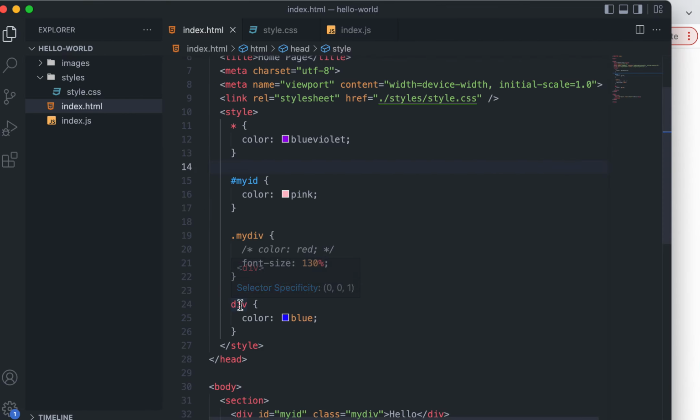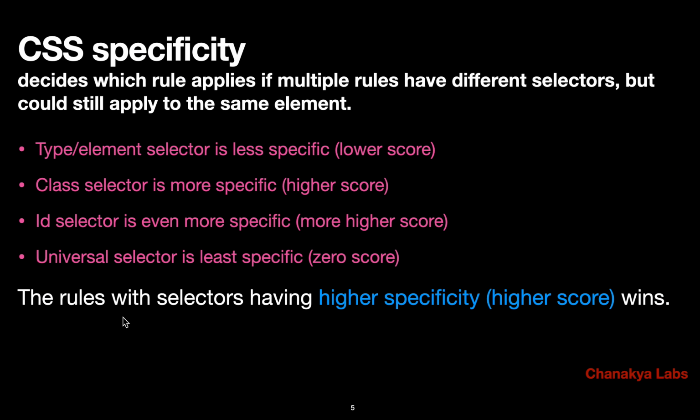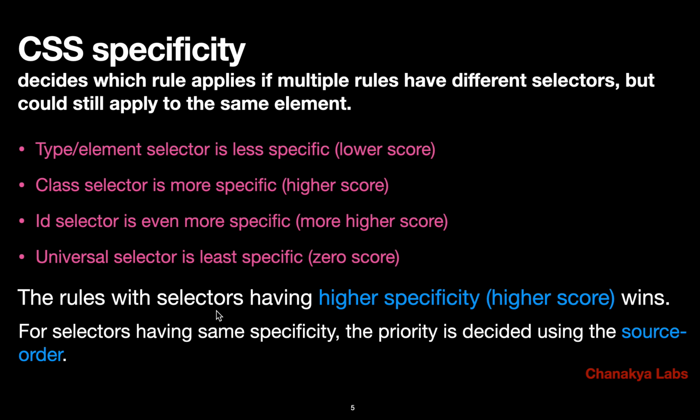Okay, this thing was 001. And if you see the universal selector, you will see that specificity is 0,0,0, which means that it is the least score among all the different selectors, and that's why its specificity is going to be minimum.